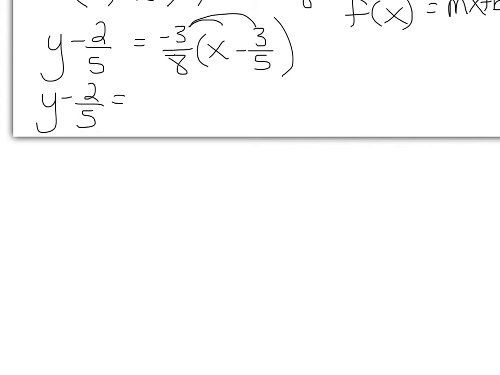Let's get rid of the fractions. I actually think that would be better in this case. Let's not distribute. We're going to get rid of the fraction. So in order to get rid of the fraction, you have to find the LCD. So what would be the LCD between 8 and 5? It'd be 40, right? So we're going to multiply both sides by 40.